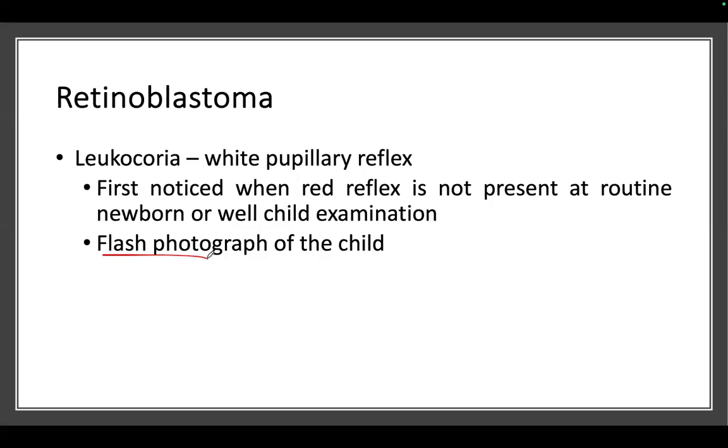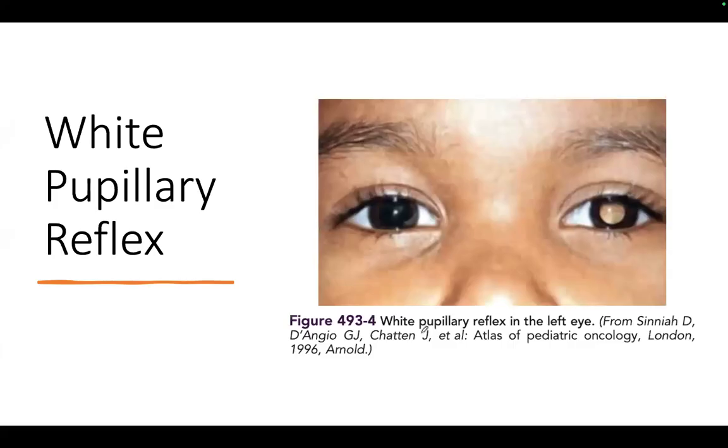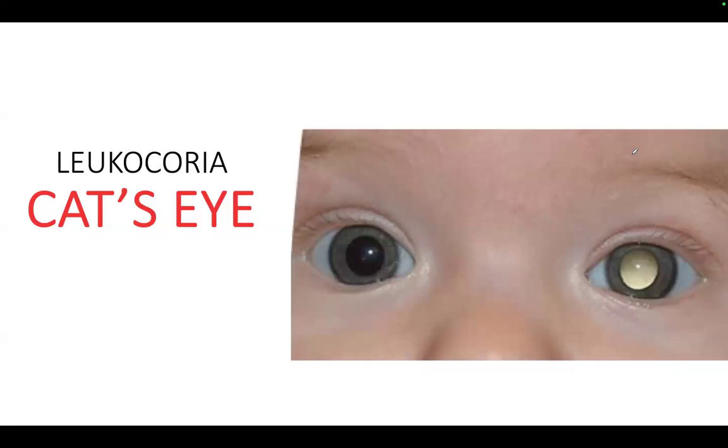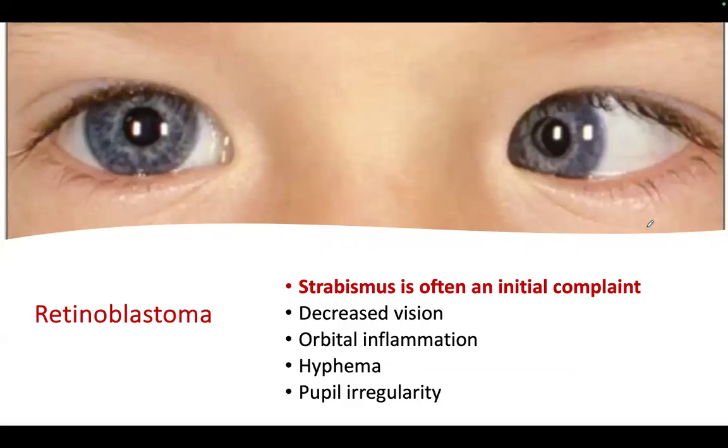So leukocoria medically is also known as the white pupillary reflex. Here, lifted from Nelson's, look at that. The white pupillary reflex. You see it here on the left eye. Known also as the cat's eye. And here's the strabismus I mentioned to you.